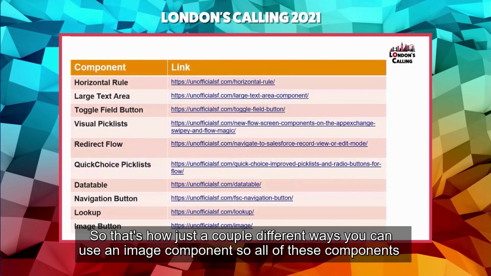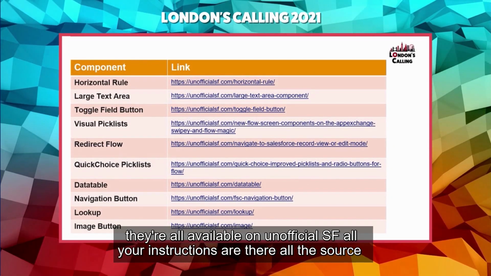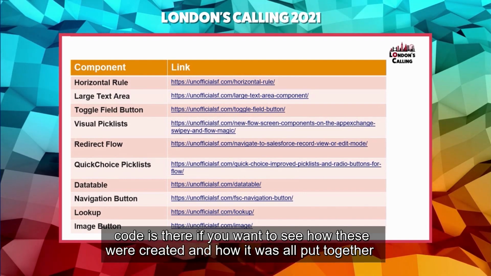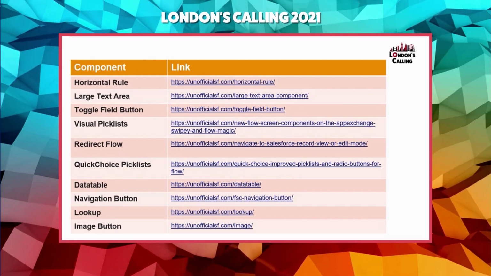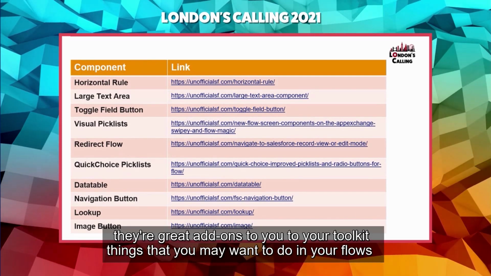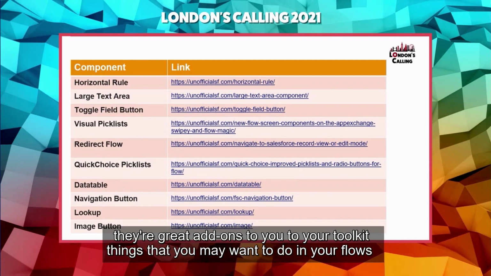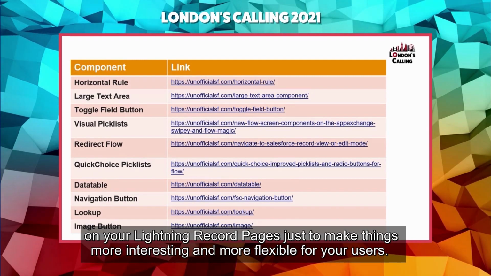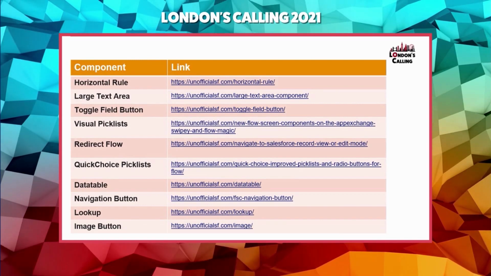So all of these components, they're all available on Unofficial SF. All your instructions are there. All the source code is there if you want to see how these were created and how it was all put together. They're great add-ons to your toolkit, things that you may want to do in your flows on your Lightning record pages, just to make things more interesting and more flexible for your users.